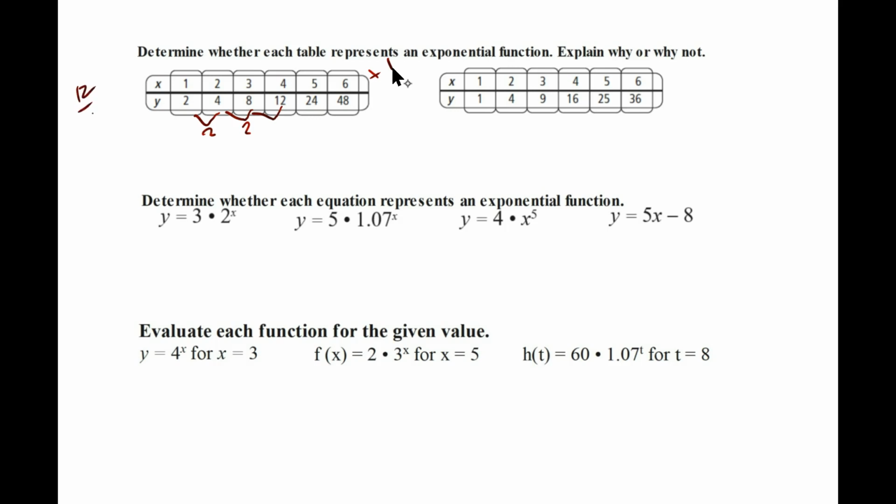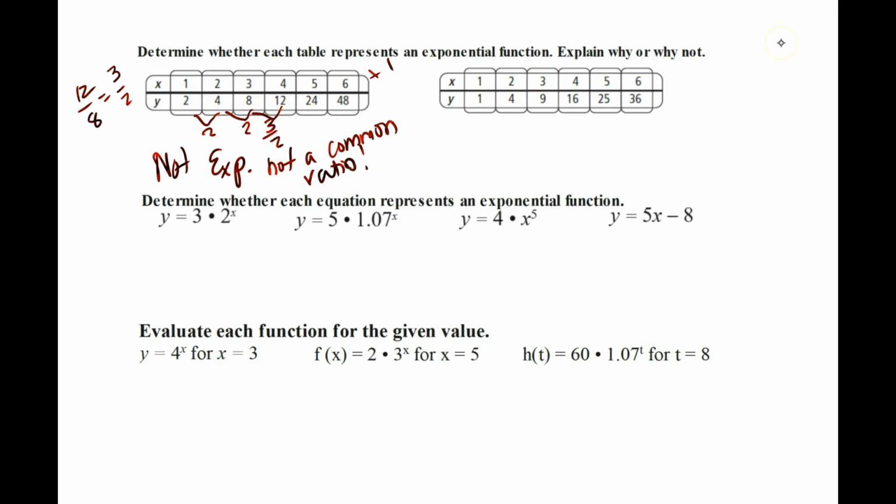12 divided by 8 is going to give you 3 halves. This is not exponential. Not exponential. And why is it not exponential? I should write in complete sentences, sorry. Not a common ratio. Okay? And the reason why it's not common, because common means the same, y'all. You can't go from multiplying by 2, multiplying by 2, and then multiplying by 3 halves. It doesn't work like that.